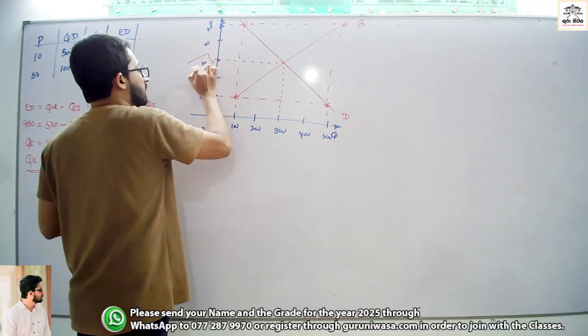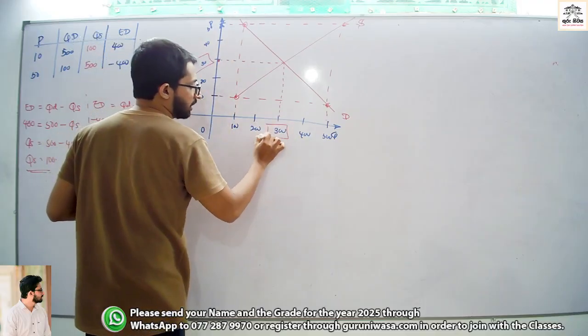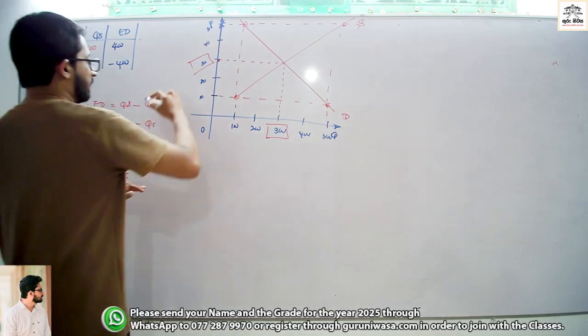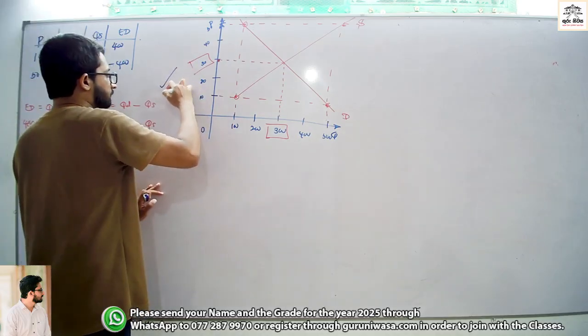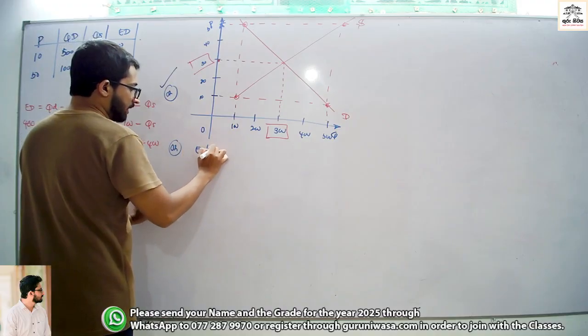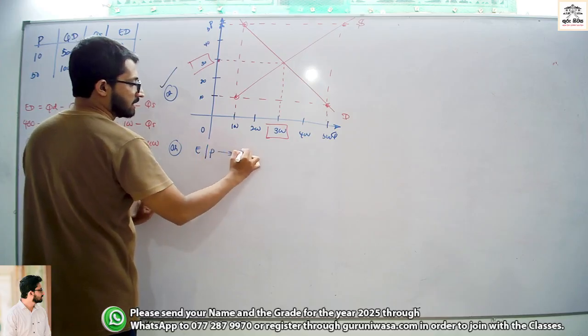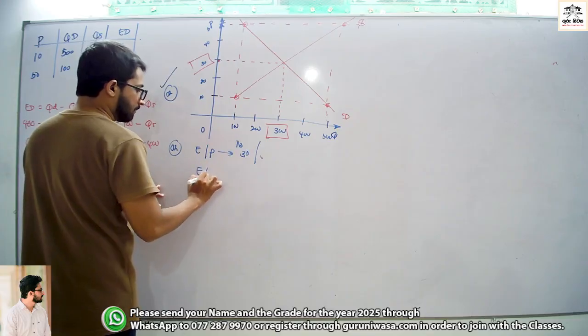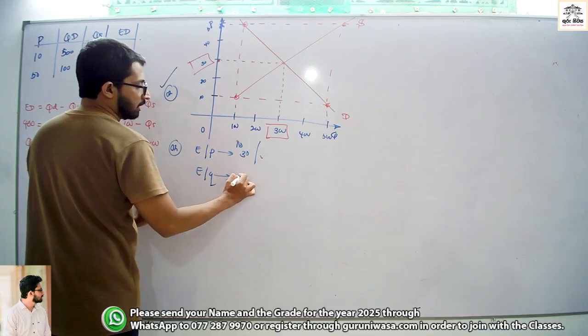Your equilibrium price would be 30, and the quantity would be 300. Then you can put that here. The graph is given 2 marks, and 2 marks are given for equilibrium price. You need to say equilibrium price is 30 rupees and equilibrium quantity is 300.